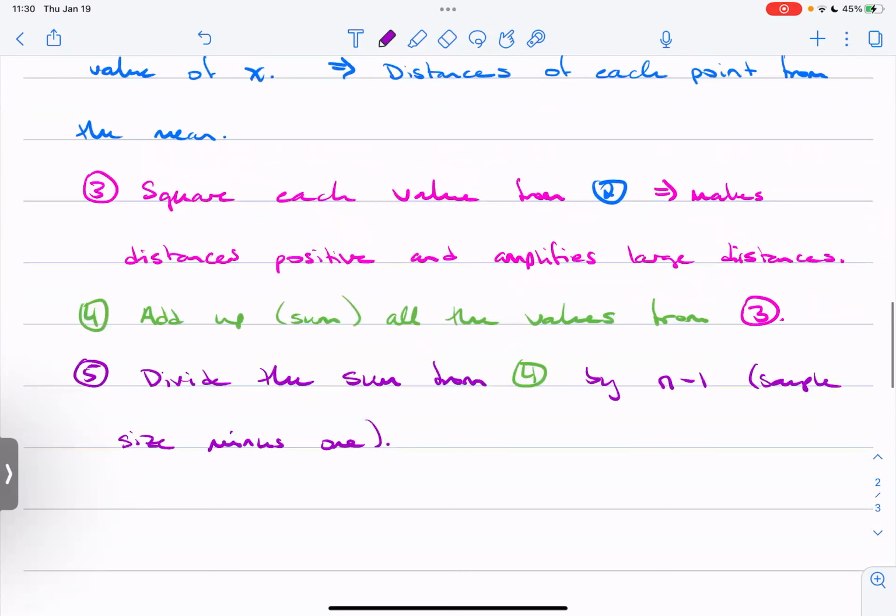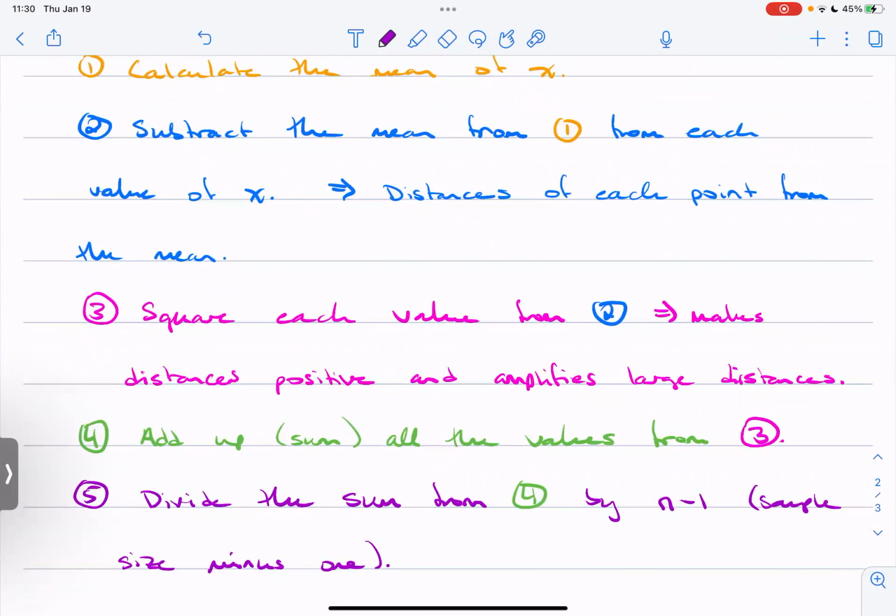The -1 throws people off, and that's fair. There's tons of literature as to why you would want to use n-1, but for our purposes, the reason we use n-1 is that it gives us a better estimate of the population standard deviation than if you just did n. There's lots of theory behind that, and that's all we're going to say about it. It's just this weird tweak that we have to make to get a better estimate of the population standard deviation.